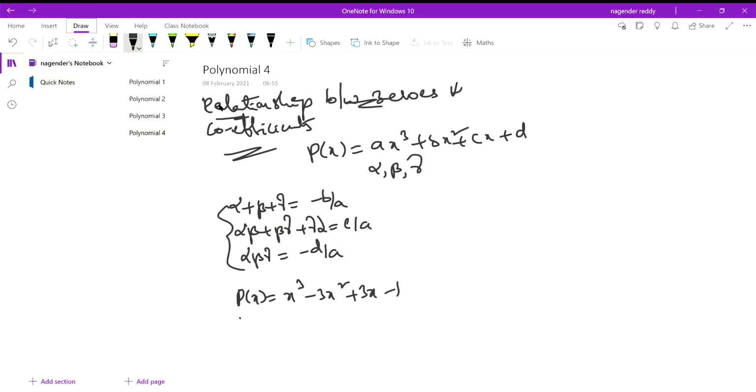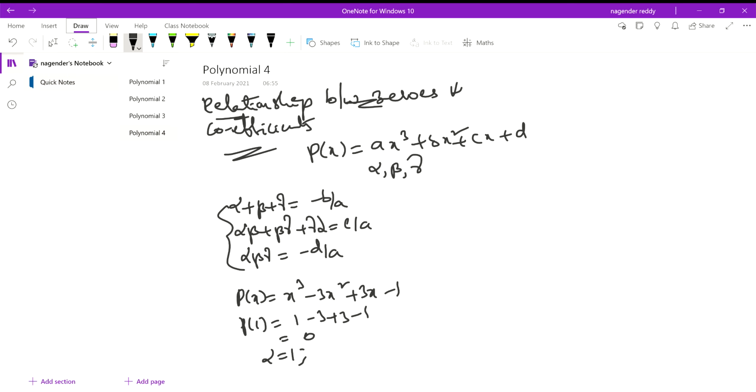Then let me explain. Let me put x equals 1. Then 1 minus 3 plus 3 minus 1, so I'll get 0. Then alpha is 1. I'm taking alpha as 1 first of all. By using different methods, I can find the values of beta and gamma also, but I'm going for synthetic division. If you don't know synthetic division, then we can go for the regular division method.